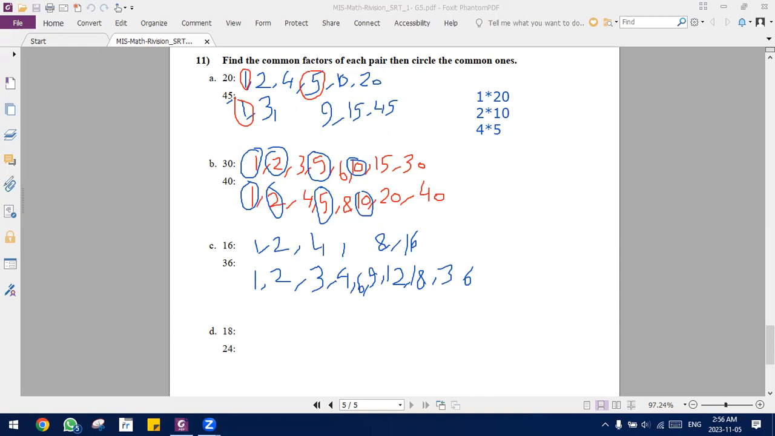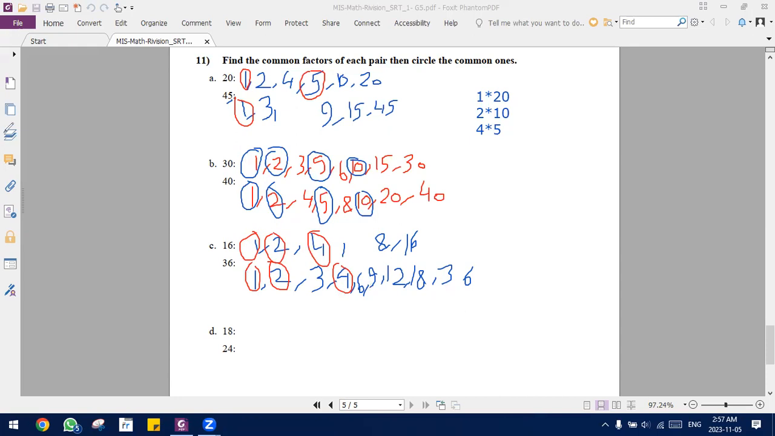Now we circle the common ones. 1 and 1. 2 and 2 here. We have 4 in common. 8, 16 we don't have. So 4 is the highest common factor.